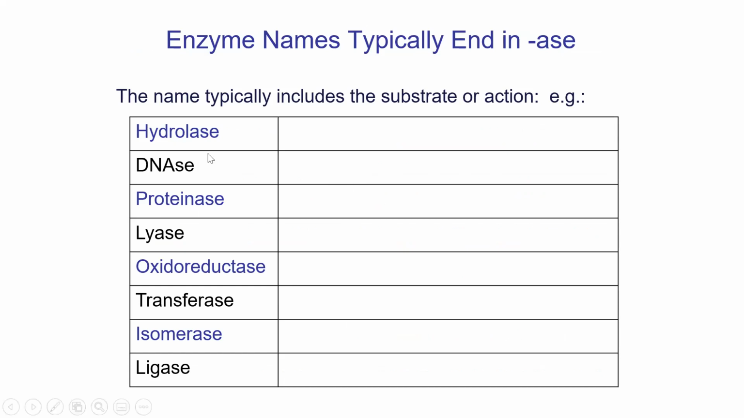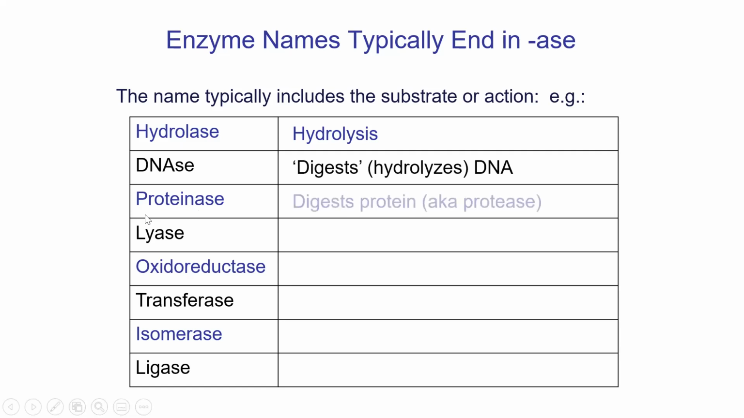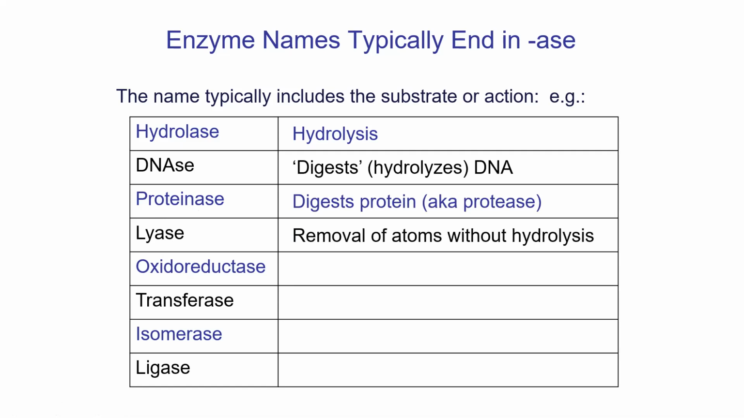So here's an example, hydrolase. Hydrolase is involved in a hydrolysis reaction, so that's the thing that it does. DNAase, that's the substrate, it digests DNA. Proteinase, you can probably guess what that one is. It digests protein. A lyase, you may not know what that means because it's a specific type of chemistry, but you're probably familiar with oxidation reduction reactions, and there are oxidoreductases. And the list goes on and on.